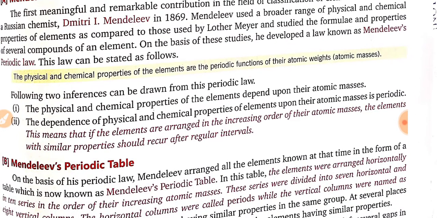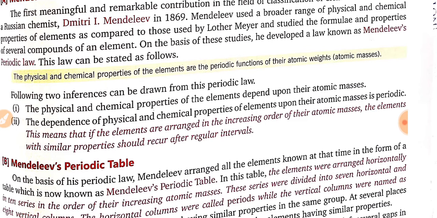This law can be stated as follows. The physical and chemical properties of the elements are the periodic function of their atomic weights or atomic mass. So what Mendeleev concluded is that the physical and chemical properties of any element in the periodic table are periodic functions of their atomic weights.